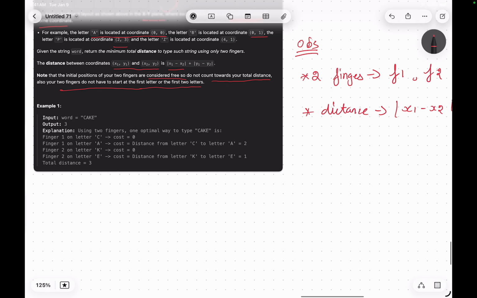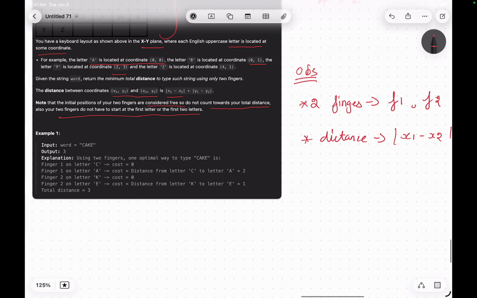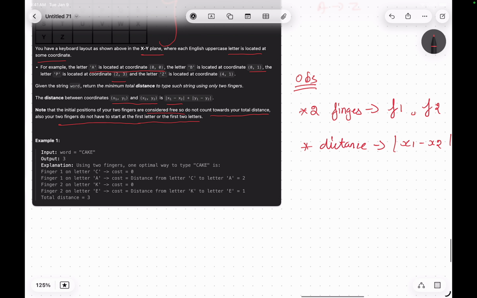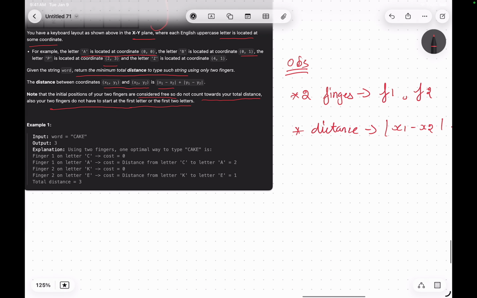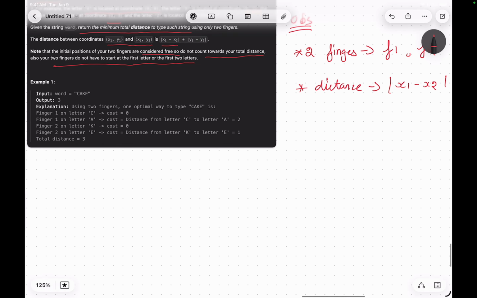So now what we need to do is find the total minimum distance. So return the minimum total distance to type such strings only using two fingers. So what exactly we need is the minimum distance.